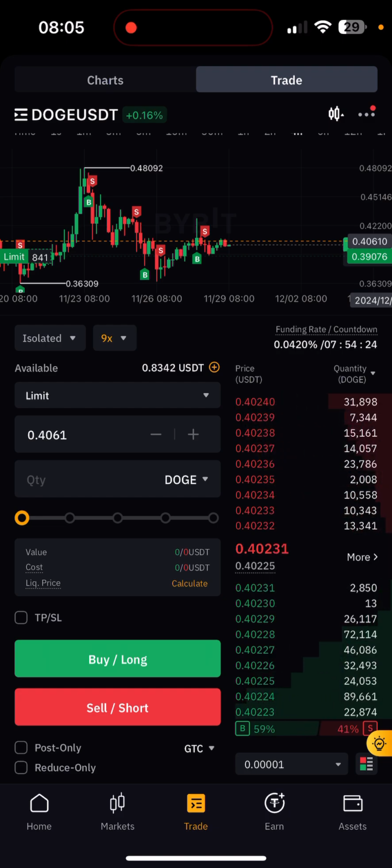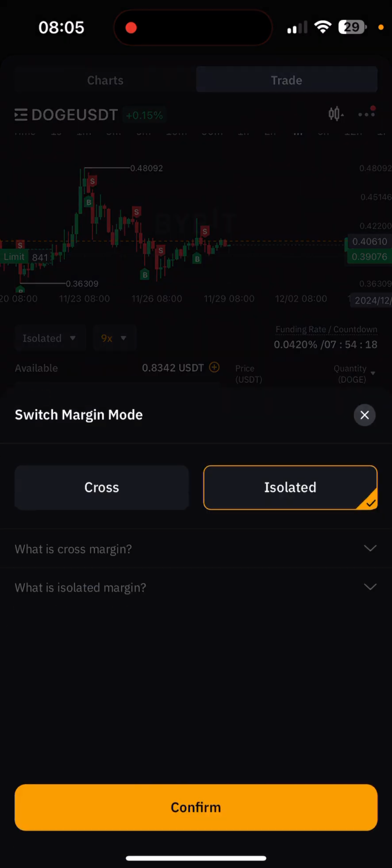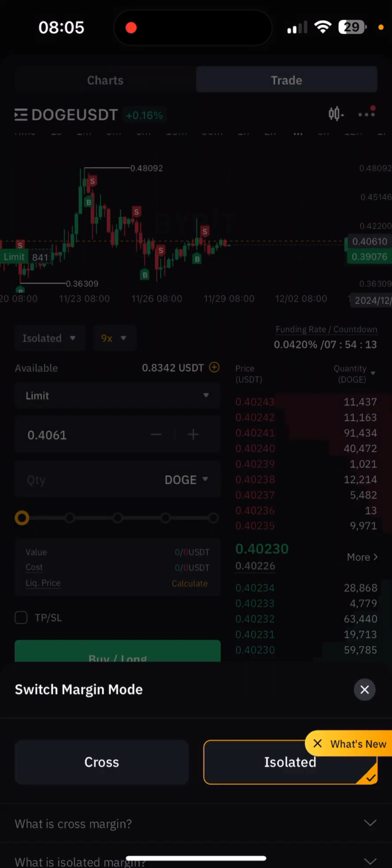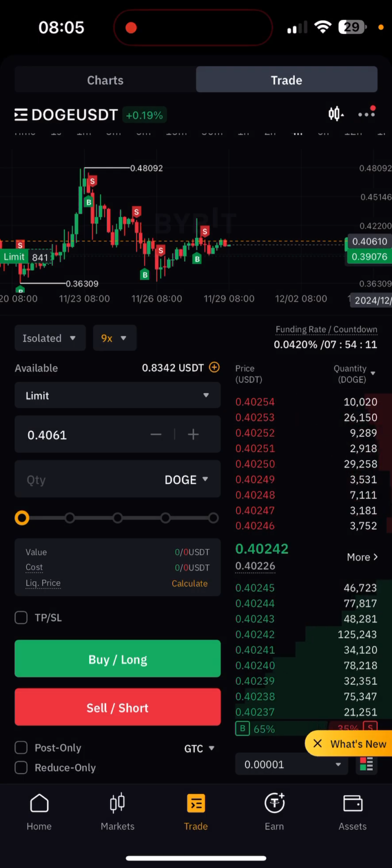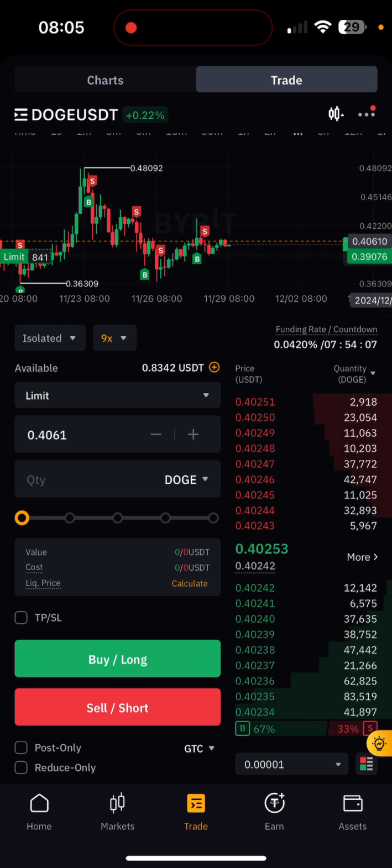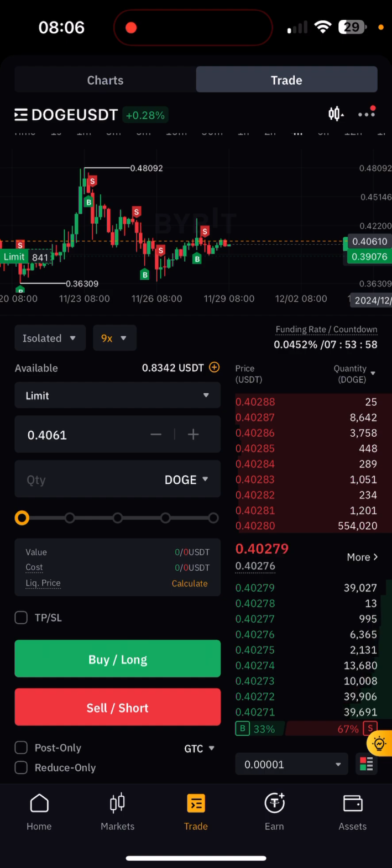Isolated, this is where you can change to cross or isolated, but my advice is we stay on isolated. Let me click on it so you see cross and isolated, but I always stay on isolated because I don't want the trades to cross over to my balance. I only want the allocated amount, the quantity I'm trading, to keep trading for me, and when it's done, it's done.